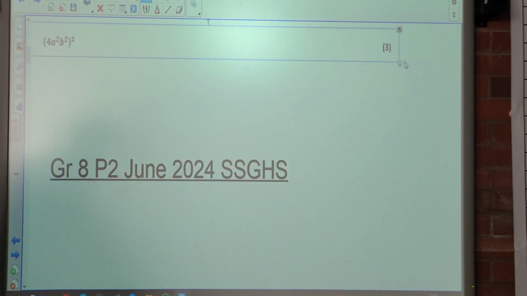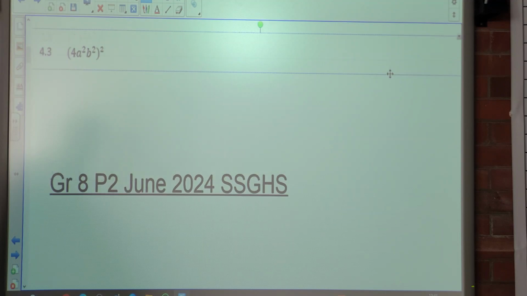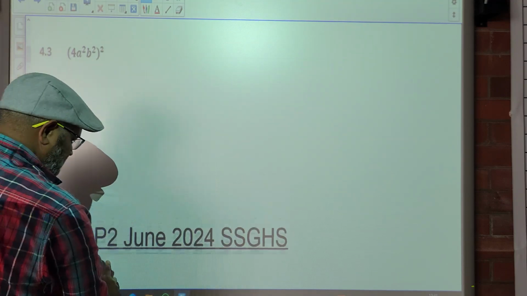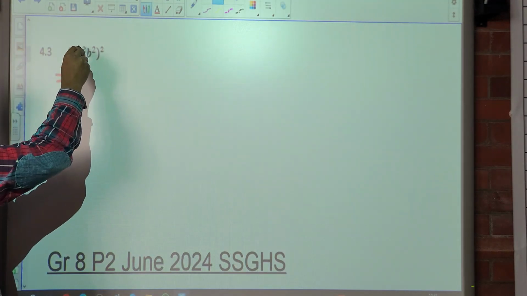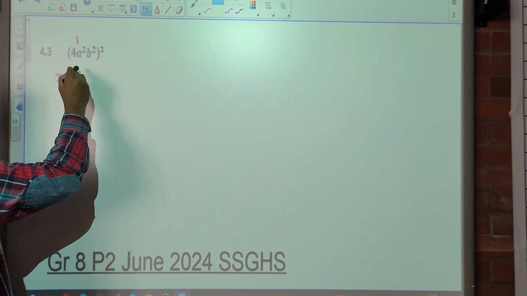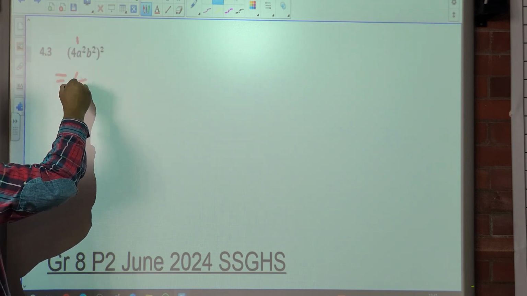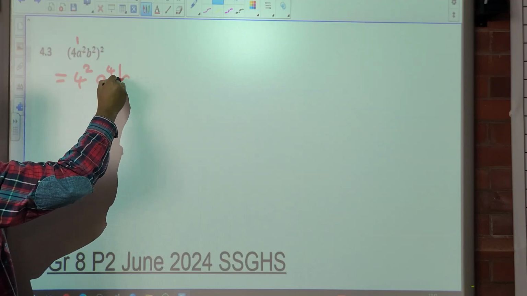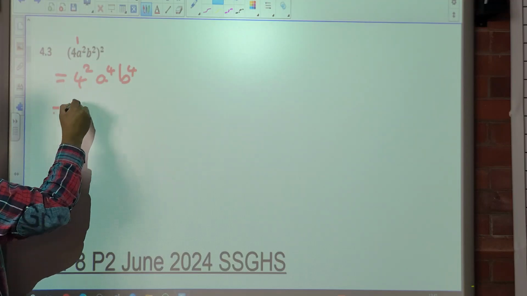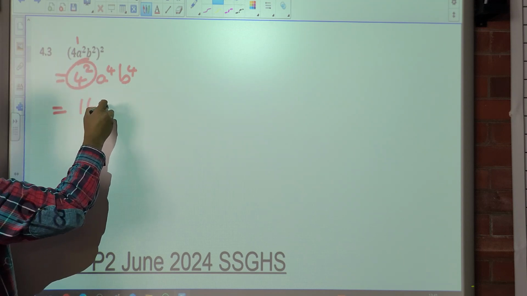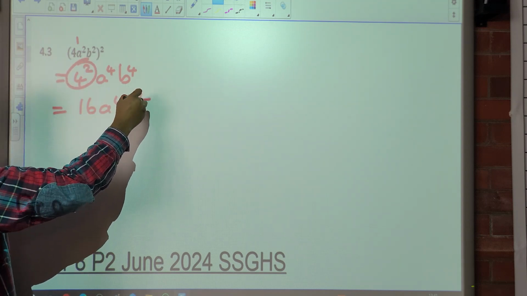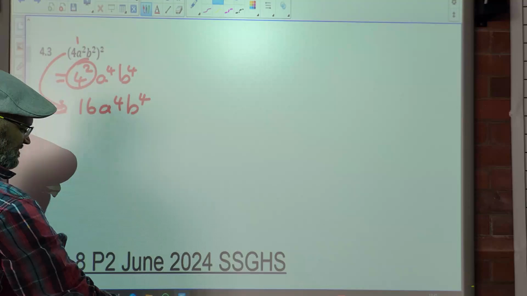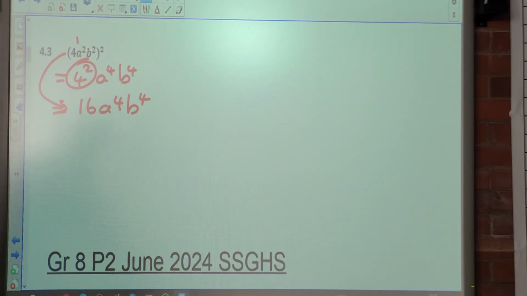Number 4.3. We apply the exponent. So it's going to be 4, 1 times 2 is 2, a; 2 times 2 is 4, b; 2 times 2 is 4. 4 squared is 16. A^4, B^4. Or you could have gone from this straight into the answer. You would have gotten full marks as well.